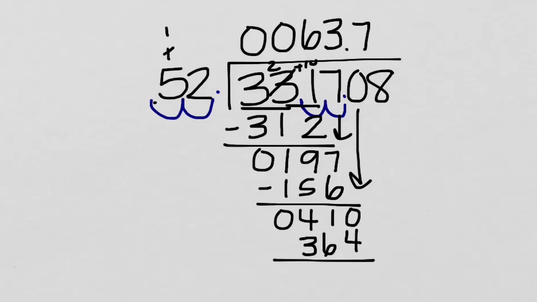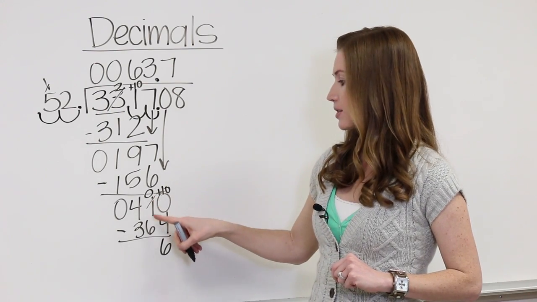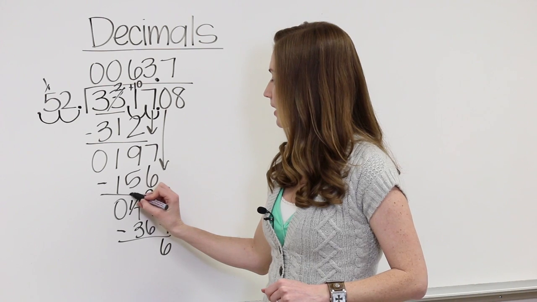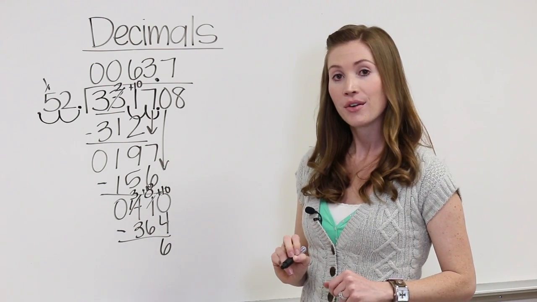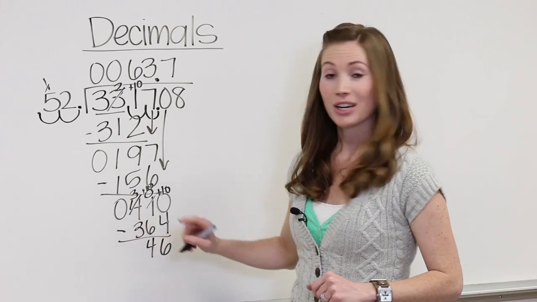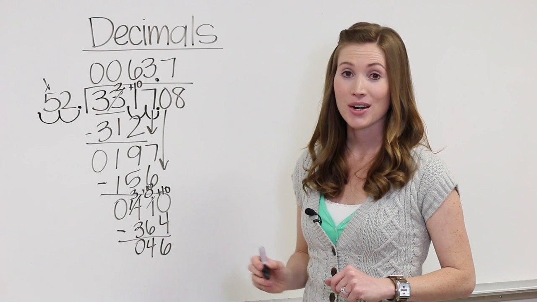Let's subtract. We can't subtract 4 from 0, so we need to borrow from the 1. It becomes a 0, and our 0, we're going to add 10 to that. 10 minus 4 is 6. 0 minus 6. We can't do that, so we need to borrow from our 4. It will become a 3, and we'll add 10 to our 0. 10 minus 6 is 4, and 3 minus 3 is 0. Now we've got one more number to bring down.